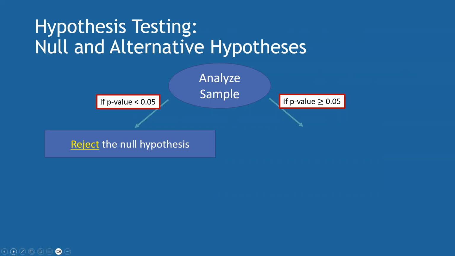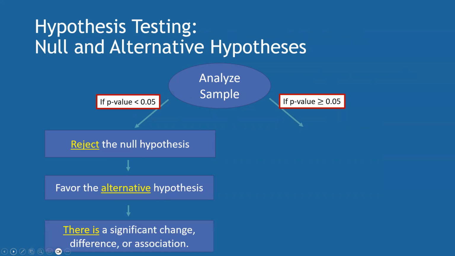Okay, so if the p-value is less than 0.05, we're going to reject the null hypothesis, and we're going to favor the alternative hypothesis. What that means is that there's a significant change or difference or association. For this test, it's looking at a difference between the means. So that would indicate that there is a significant difference between the means of the 2 groups.